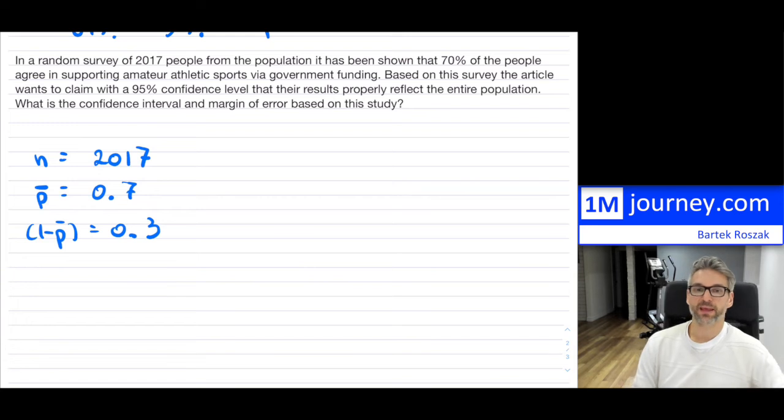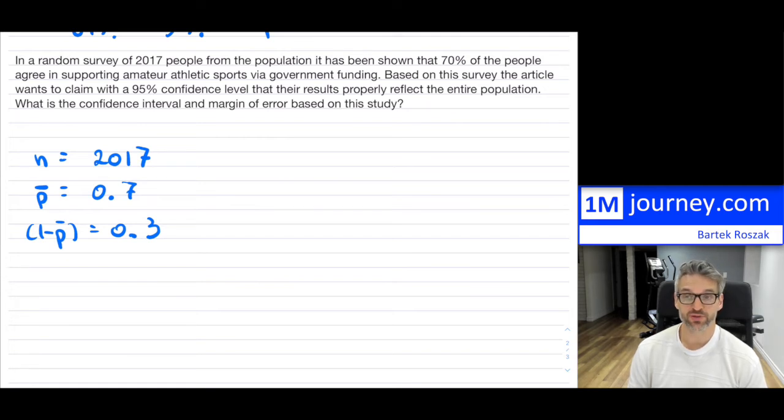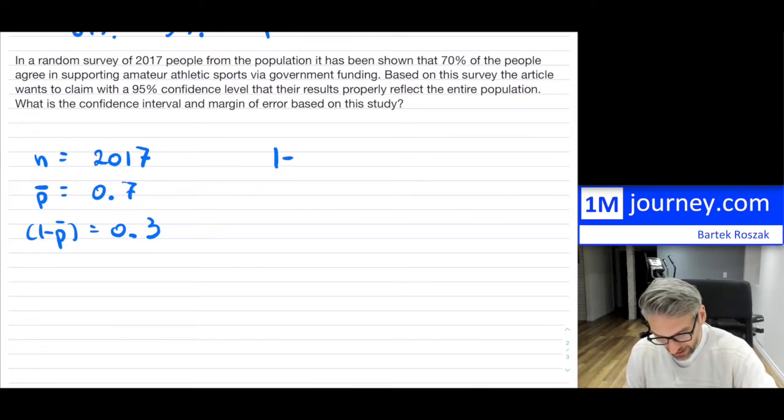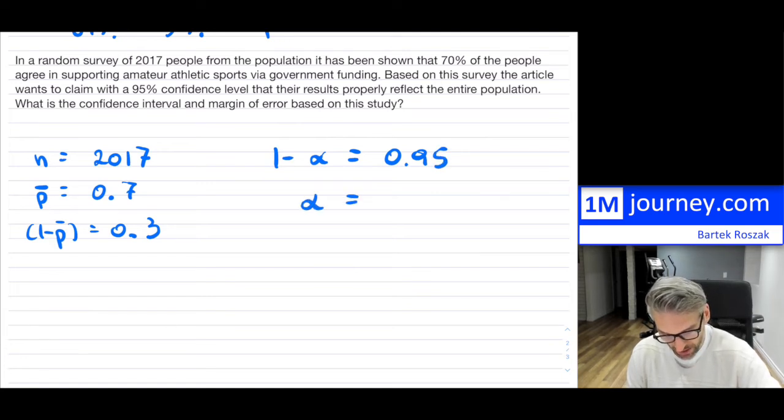And it says, based on this survey, the article, so maybe somebody's writing an article, wants to claim with a 95% confidence level. So we want to have a 95% confidence level, like this. That means our threshold, the probability of error, is 5%.